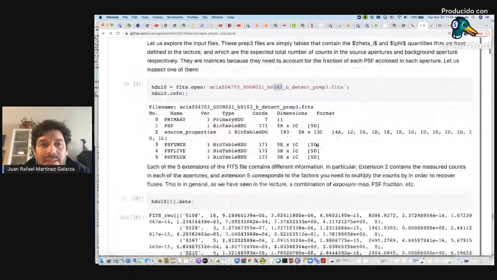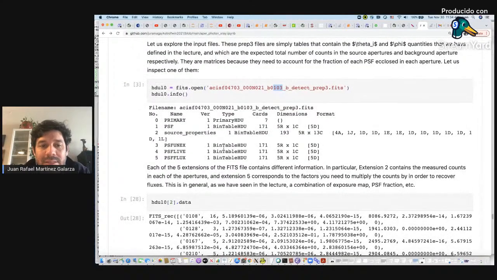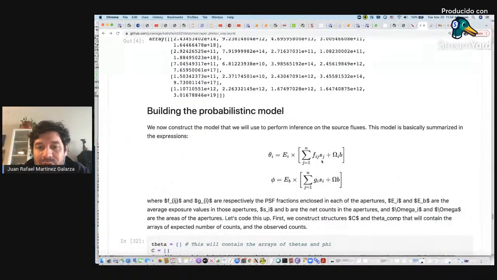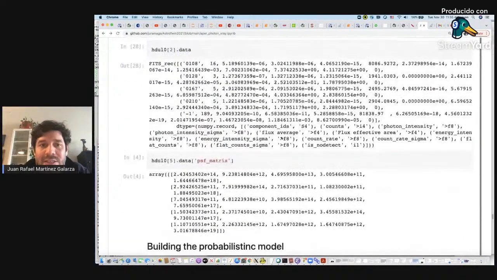So these files contain those matrices for each of these apertures and for each of these sources. And they basically have the exposure. They already have the information you need. So you don't need to make this calculation here. They are just given in these FITS files.